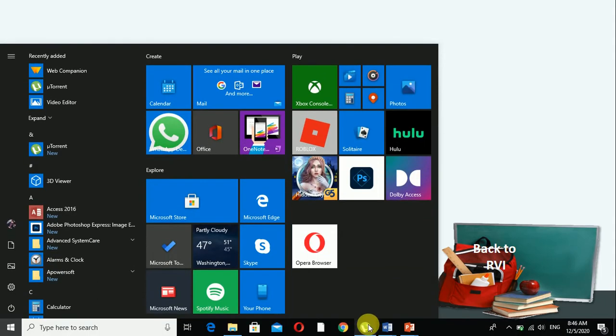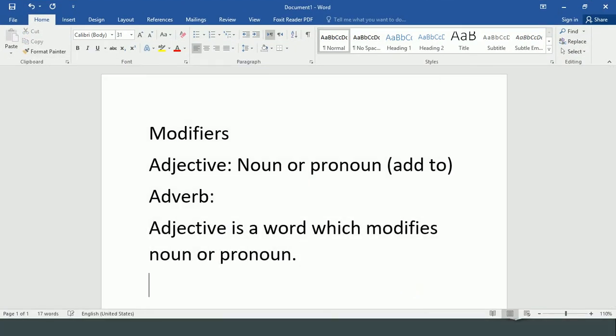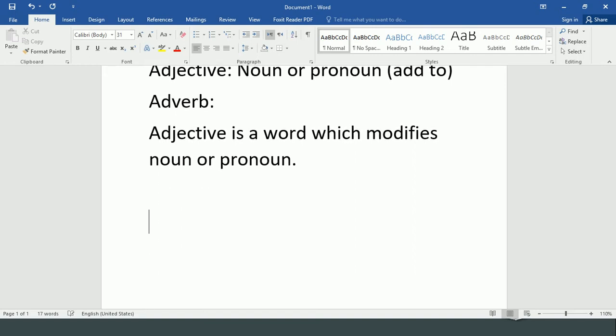So now let's come towards the old definition, the ancient definition. We say that an adjective is a word which modifies a noun or pronoun. Now the question is, where does it modify a noun? Remember that an adjective is always used before a noun, and it talks about the noun which comes after.